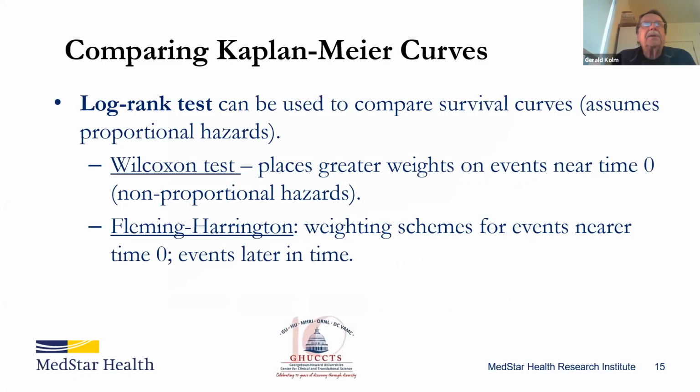The Wilcoxon test places greater weight on events that are closer in time to the beginning of your study. And then the Fleming-Harrington one is more robust in that you can devise weighting schemes for events that are either nearer to the starting point or events that occur later in time.